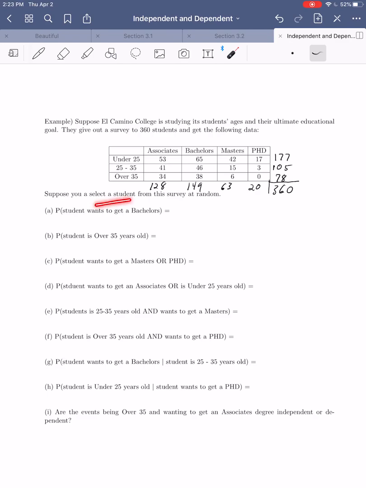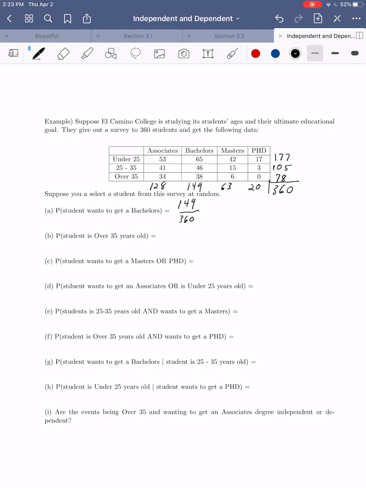We select a student, just one student from the survey at random. Let's calculate the probability that the student wants to get a bachelor's. Well, we're choosing this student from this survey, so there are going to be 360 students that we can choose from. How many of them will have this trait that we want? Well, we want them to want to get a bachelor's. So that'll be that 149. So this probability would be 149 out of 360.